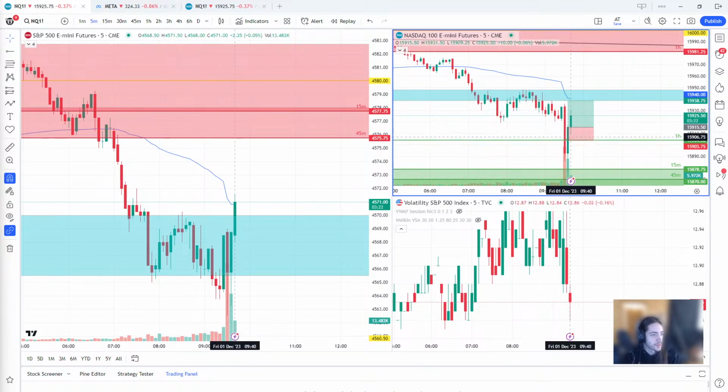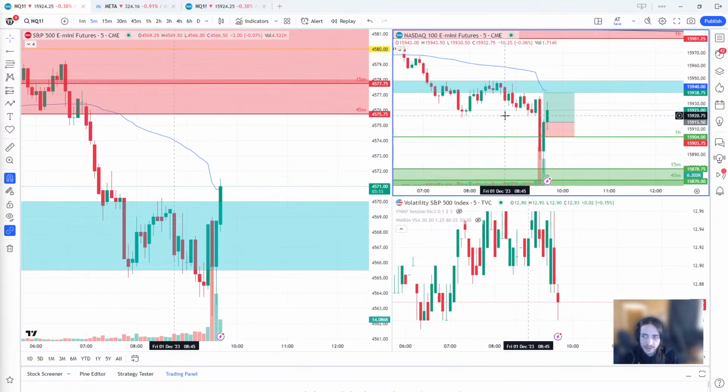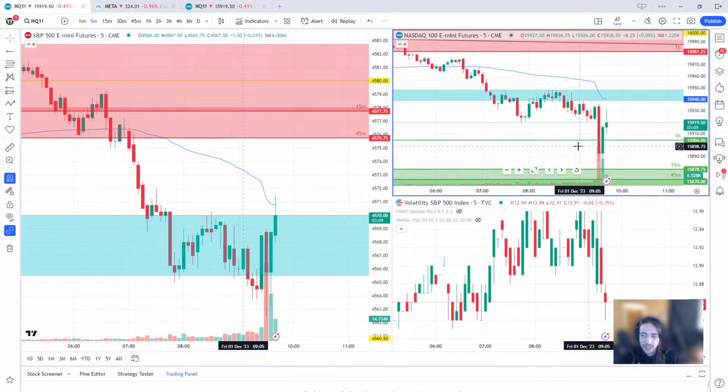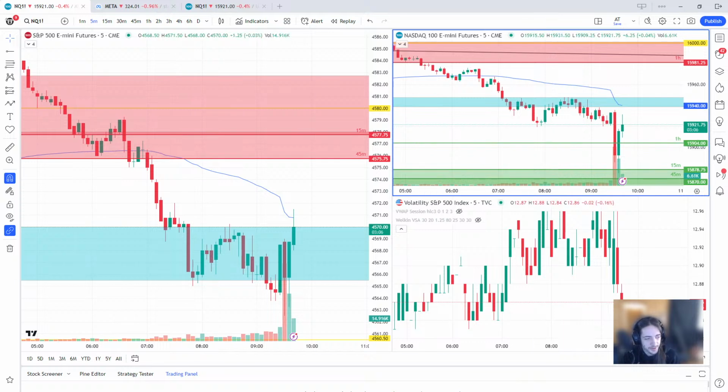Let's see. I bought 917, sold 918, 928. So about 11 points NASDAQ. Not a huge move, but a scalp. Scalps are not meant to be huge moves.